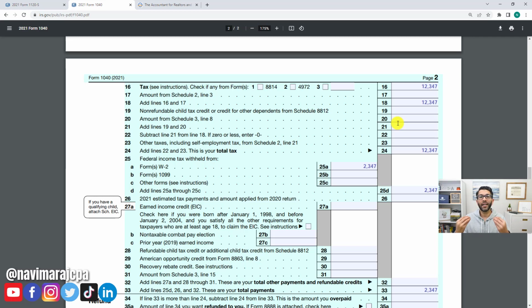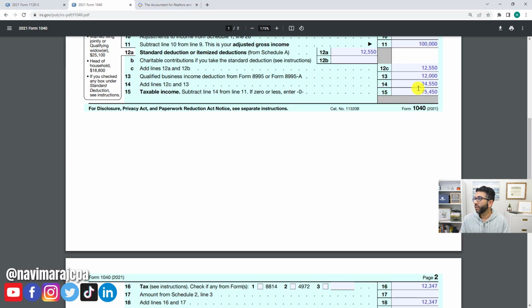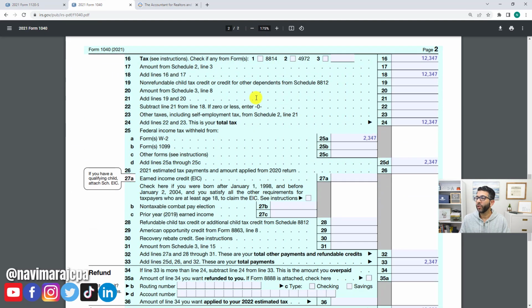$12,347 is the amount of taxes, and in this case, federal income tax, that you would pay on $75,450 of taxable income. All right. So we're going to keep going down this form.